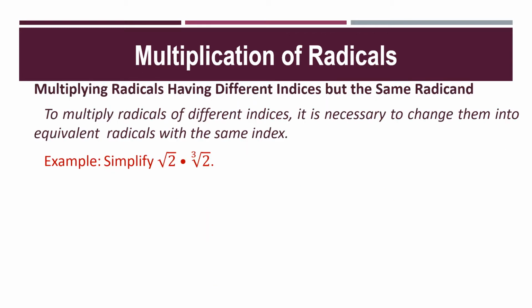Multiplying radicals having different indices but the same radicand. To multiply radicals of different indices, it is necessary to change them into equivalent radicals with the same index. Say for example, we have simplify square root of 2 times cube root of 2. In order to multiply this, let us first rewrite each factor in exponential form. Square root of 2 in exponential form is 2 raised to 1/2, and cube root of 2 is 2 raised to 1/3. So we now have 2 raised to 1/2 times 2 raised to 1/3.